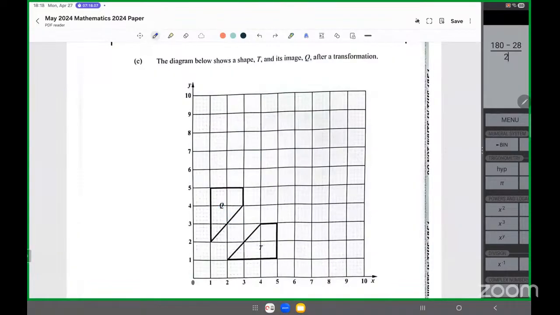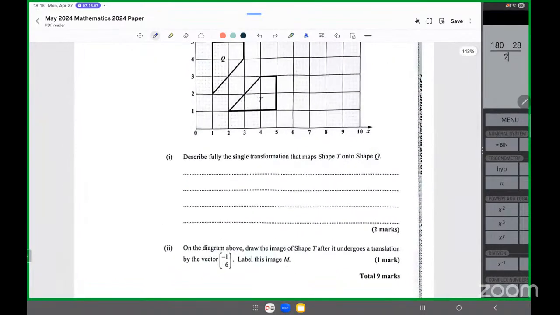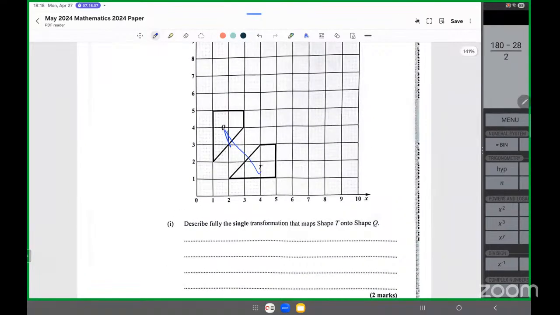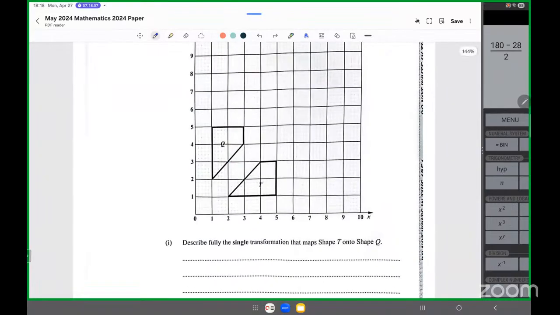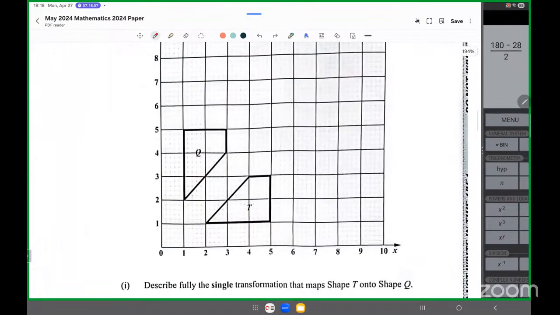It said, after a transformation, and I don't tell you what it is, describe fully the single transformation which maps T to Q. What transformation maps this to this? I can say a reflection. A mirror line will be right in the middle, going right down the middle there. Now, if you're not sure, you can use a process of elimination.